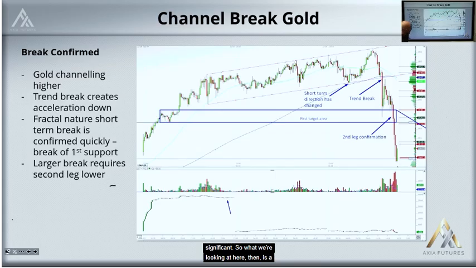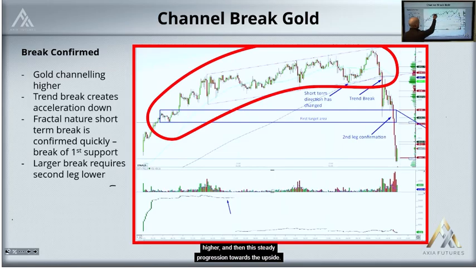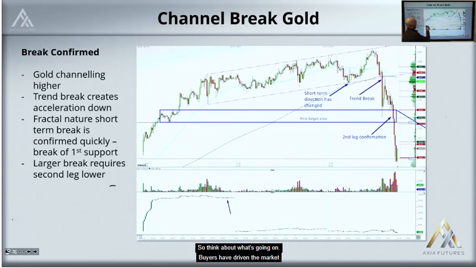So what we're looking at here then is a channel break. So this gold channeling higher. This is a 15-minute chart over the course of 3 days. So we get one move higher and then this steady progression towards the upside. So think about what's going on. Buyers have driven the market higher and are now progressively buying. So positions are getting built up here.